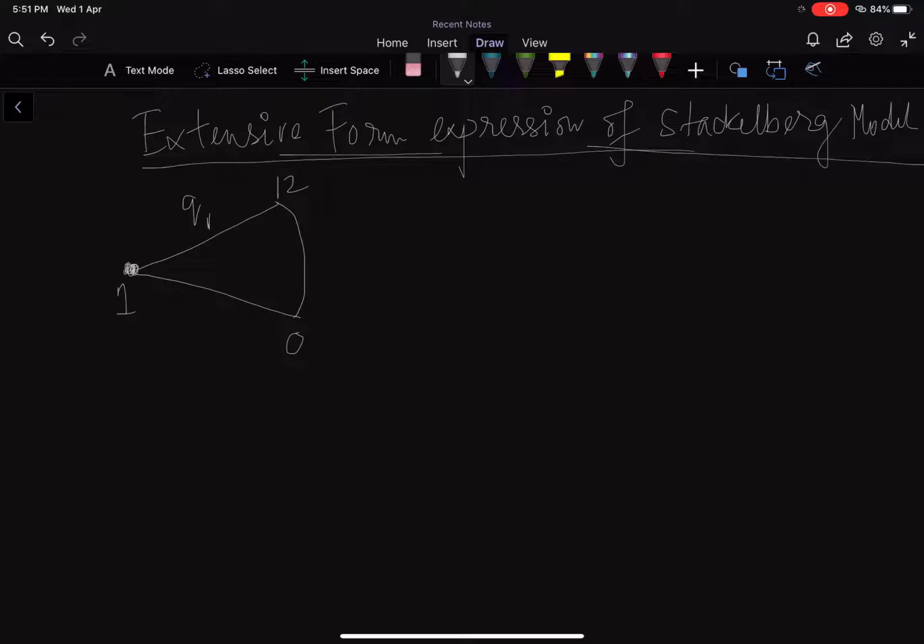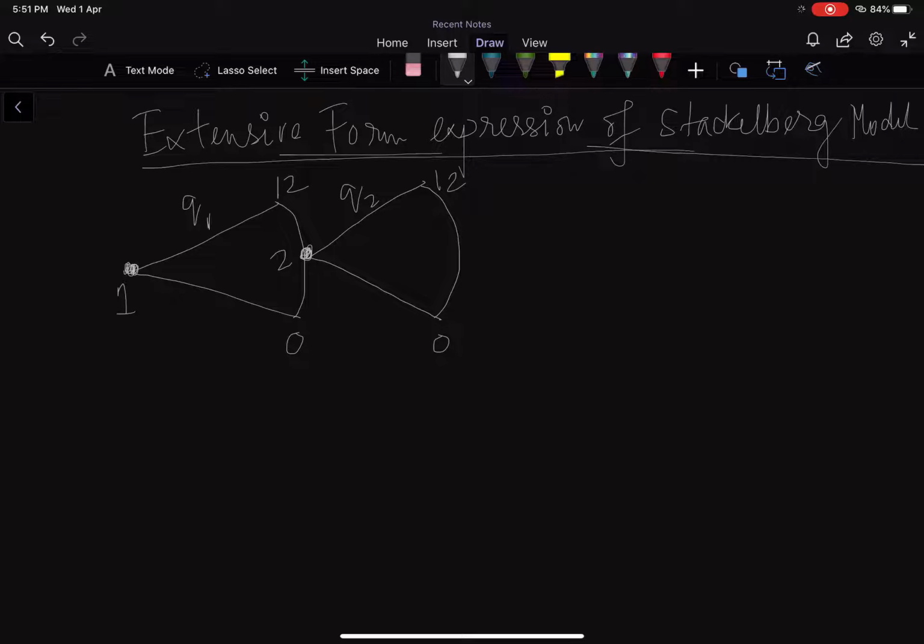Okay, right? Now for each value of Q1, firm 2 can move. So firm 2 observes, knows exactly what Q1 is, and then firm 2 moves. Again, I'm drawing a representative choice. Firm 2's choice is also continuous, right? Q2 is also continuous. So again, I have Q2, which is from 0 to 12.